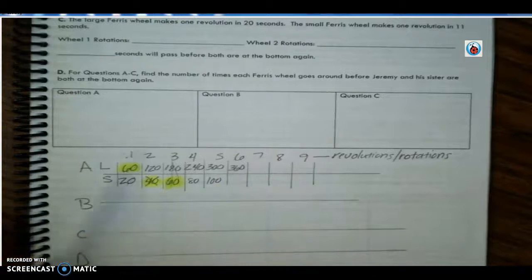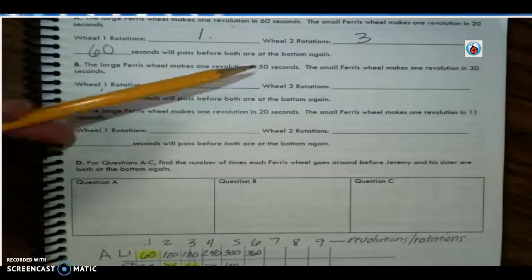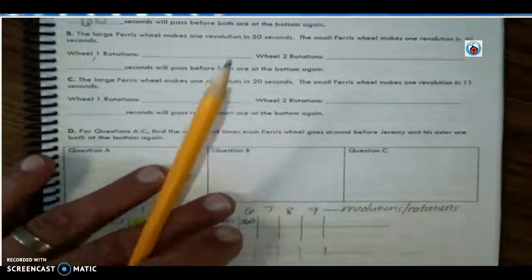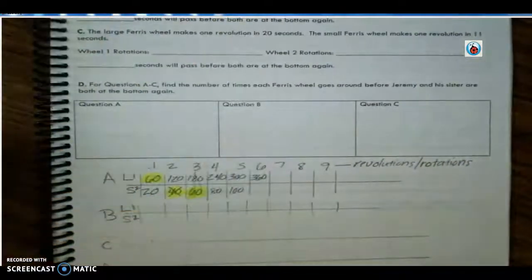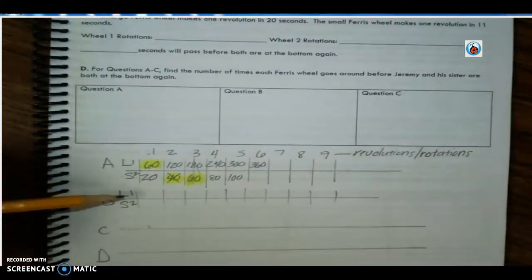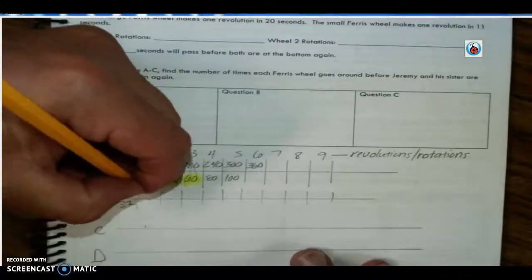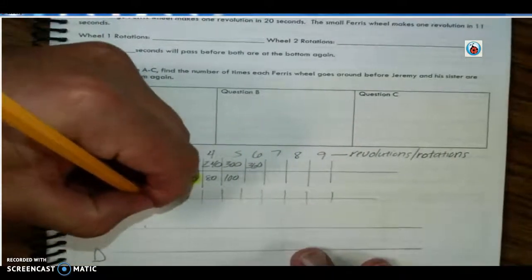I'm going to go ahead and set up B for you. Okay, so the large Ferris wheel makes 1 revolution in 50 seconds. The small is in 30. Just because they're changing the vocabulary, I have L1, which is the large one, and then the small one, 2, is the second one. So it's 50 seconds and 30 seconds.